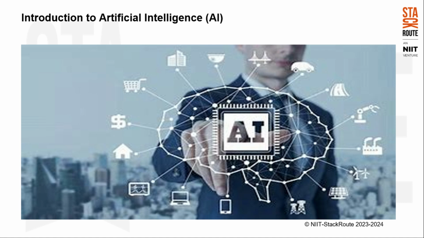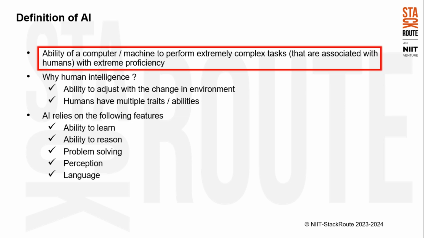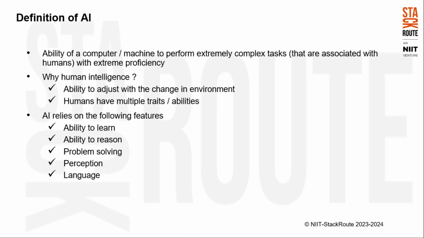Now let's get into AI. Let's try to understand artificial intelligence and what the different aspects of AI are. We'll look at some definitions and see how AI actually evolved. If you look at the definition, AI is the ability of a machine or a computer to perform extremely complex tasks that are typically associated with humans, and it does this with extreme proficiency and very high accuracy. So the errors are less, the accuracy is more, and it is very proficient.